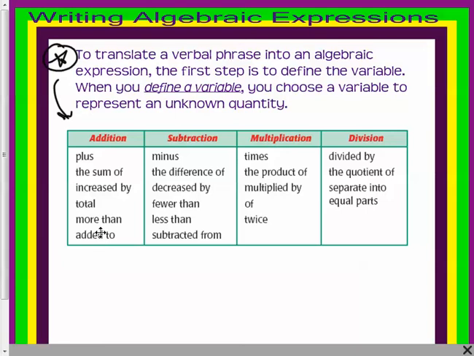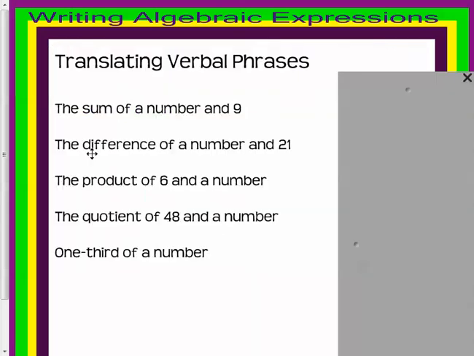All of these words represent addition. All of these words represent subtraction, these multiplication, and these division. So when you define a variable, you choose it to represent your unknown quantity, and then you're going to figure out what operation based on these words you're using and do it. For example, I'm going to get into the examples, so make sure you wrote this down.